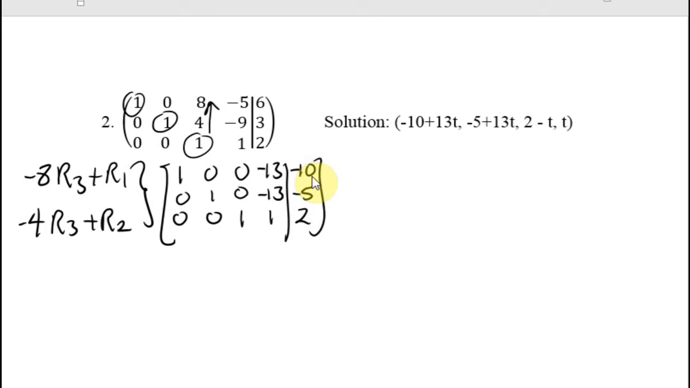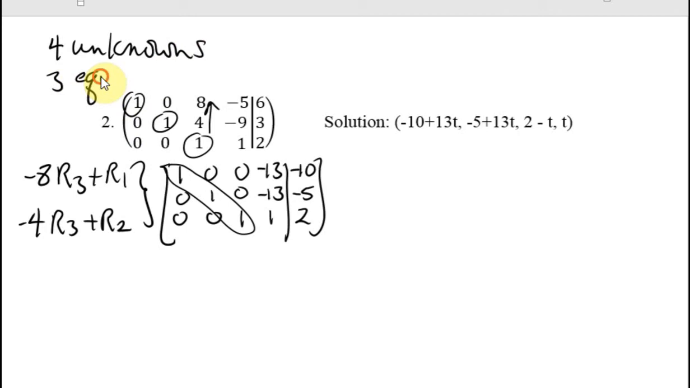Now there's nothing else that we can do. Look at the main diagonal. The main diagonal is here. Now watch this. I have 1, 2, 3, 4 unknowns. And I have 1, 2, 3 equations. So you remember that says that 4 minus 3 equals 1 parameter.